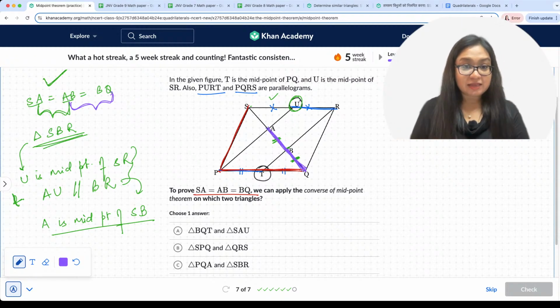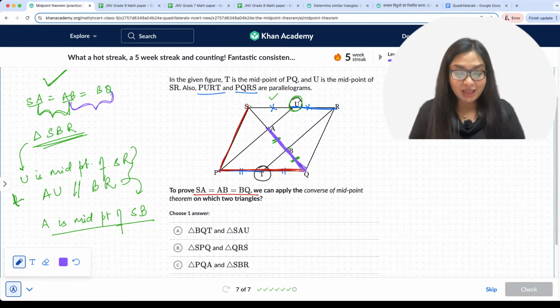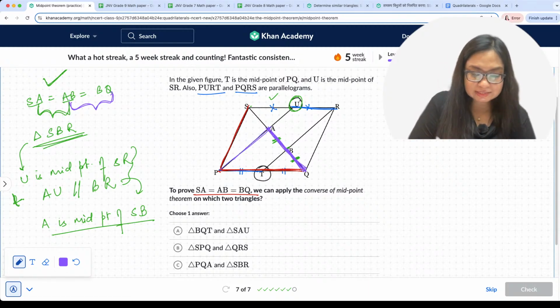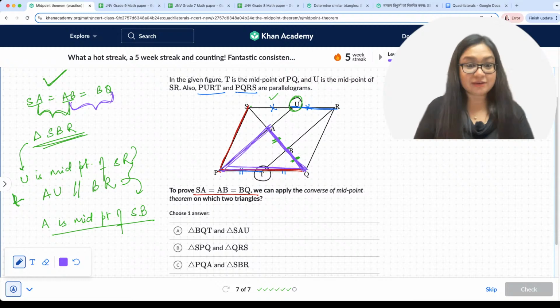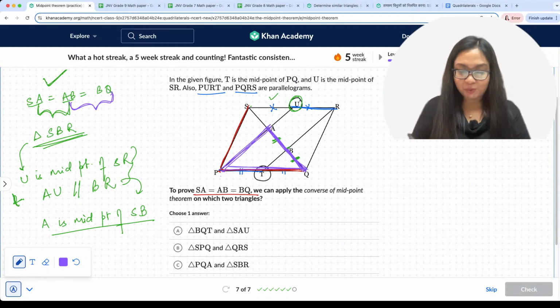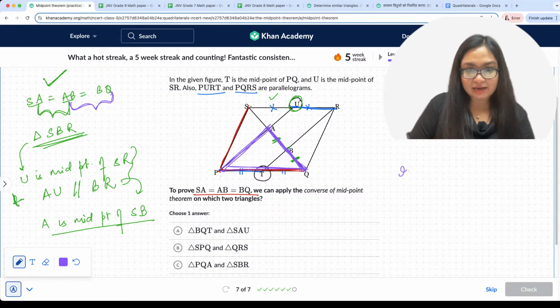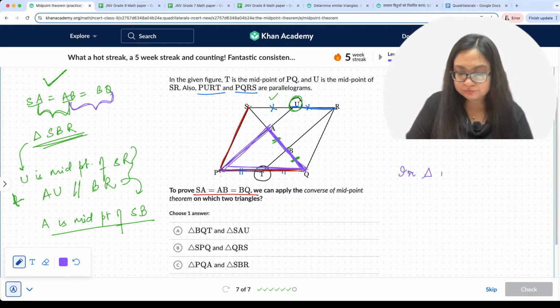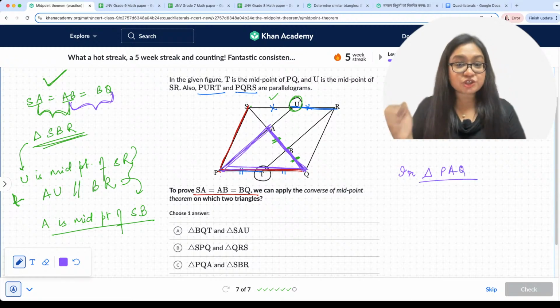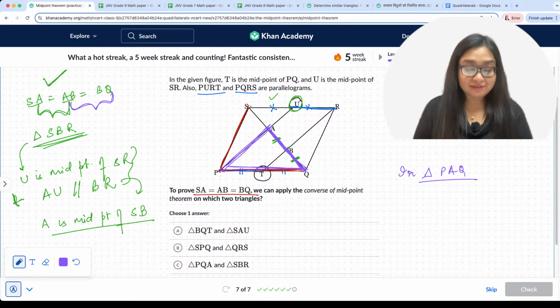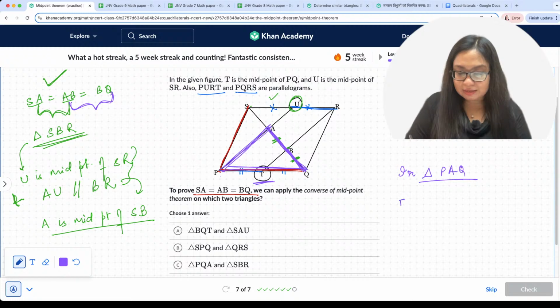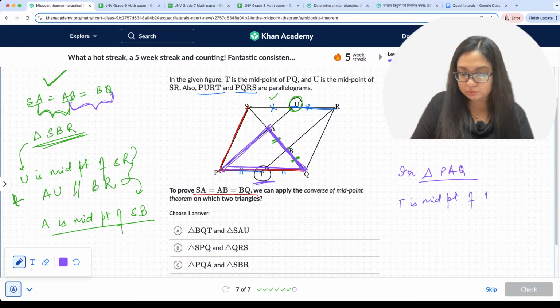ये वाला हो रहा है। That means which triangle should I look at? Now I should look at this triangle, this purple triangle. Make sense? So now I can say that in triangle PAQ, I already have T as the midpoint, right? T already midpoint है किसका? PQ का. T is midpoint of PQ.